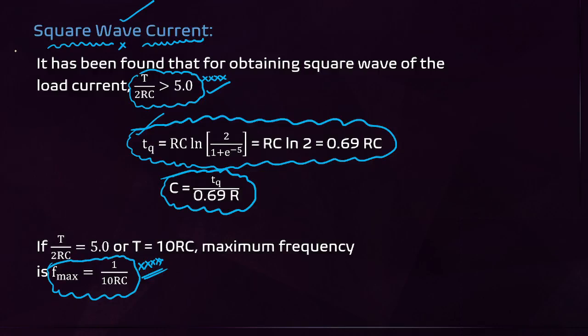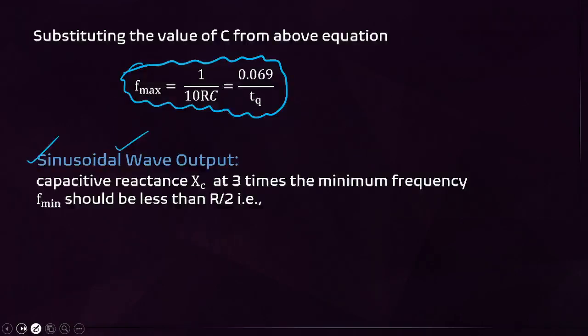Then square wave current. To get the square wave current in these inverters, what is the design consideration that you have to concentrate on? What is the maximum frequency of operation? The maximum frequency of operation equals 1 by 10 RC. This is also equal to 0.069 by TQ.